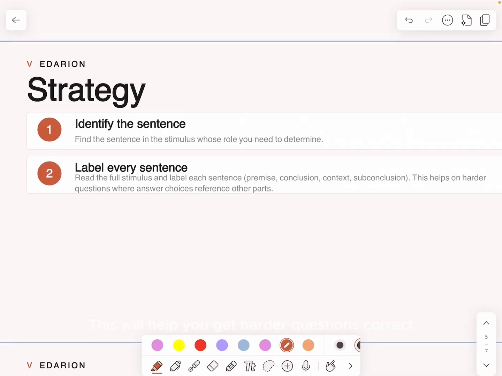Now, the second step is I would think about every sentence as I read and I would label it. So if it's premise, conclusion, context, and subconclusion, I would label each sentence regardless whether I'm supposed to find the role for it or not. This strategy is super helpful for harder questions where the right answer choice is referencing a particular sentence role with respect to how it interacts with other sentences.